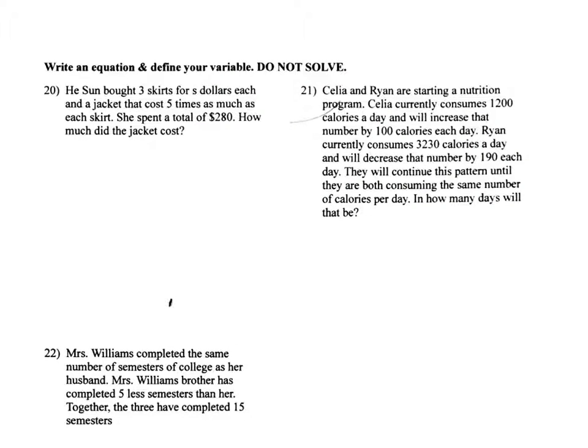All right, last page, woohoo! So this time we're going to be writing an equation, defining the variable, do not solve. All right, an equation. So remember, you all said yesterday you tended to do better when you were considering, is it a total or are we comparing two things? So that's what you need to think about before you answer any of these questions. Is it a total type of problem or are we comparing two different things?